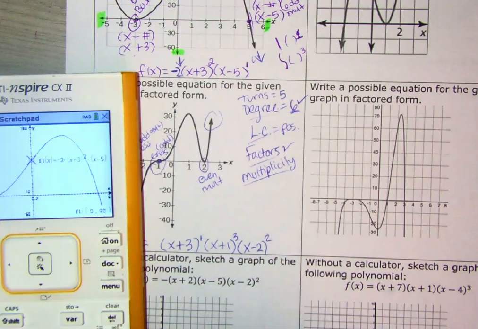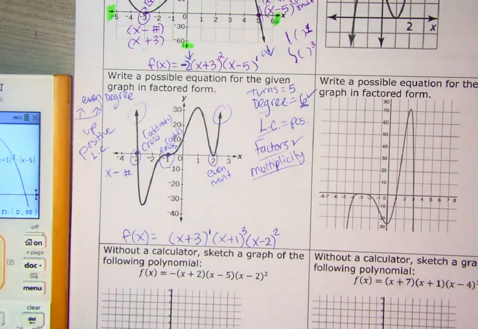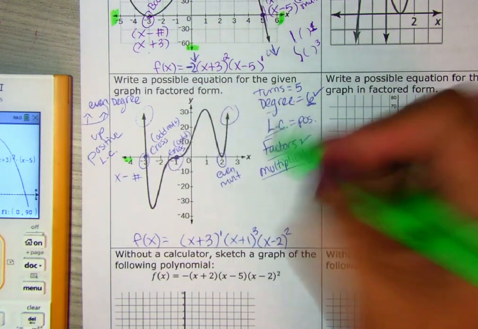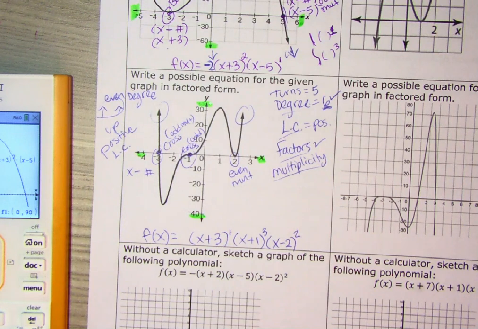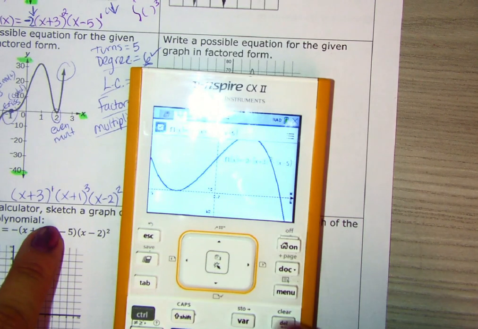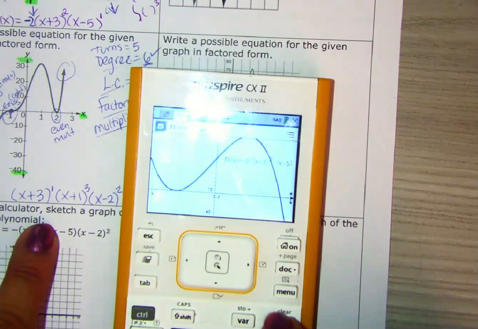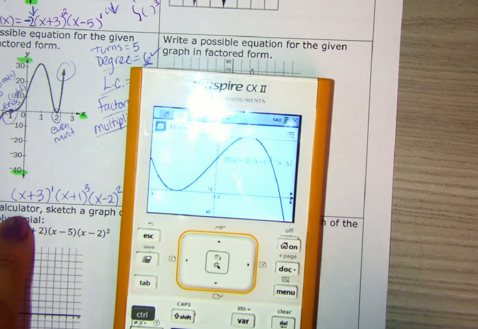So I'm just going to change the window while I'm at it. The window for this one seems to be -4, +4, -40, and then +30. So I'm going to go ahead and type that. And if you don't have this calculator at home, you can always go to the website of graphing calculator of decimals.com.